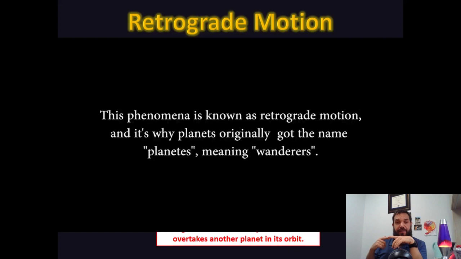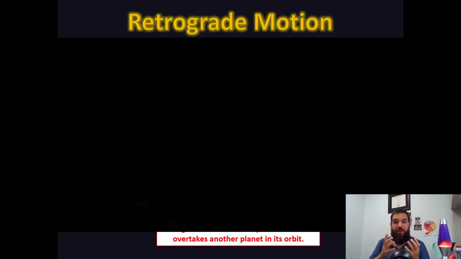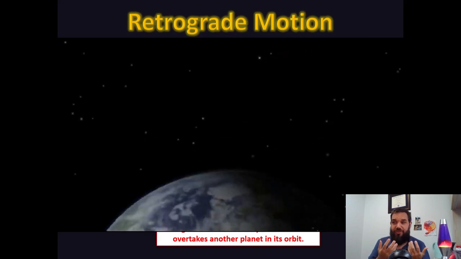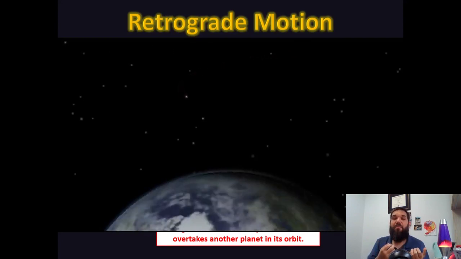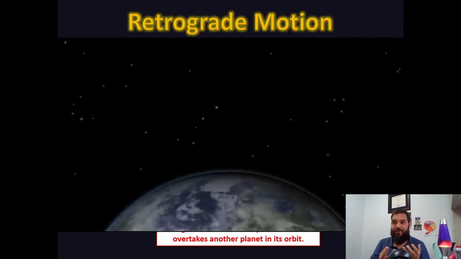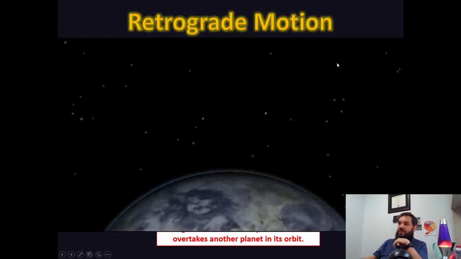The reason that planets are called planets is due to this kind of motion. It's very erratic, and it doesn't follow the rest of the stars in the celestial sphere. So the Greeks gave the name planets to these special stars. Planets means wanderers. So that's the retrograde motion.